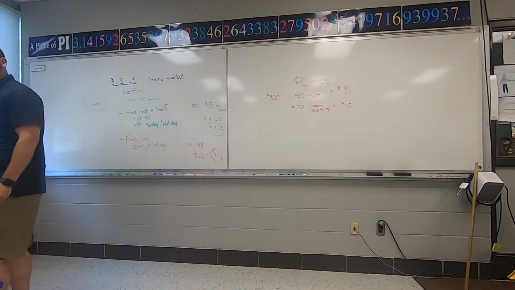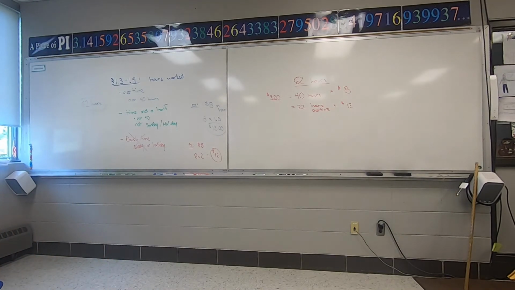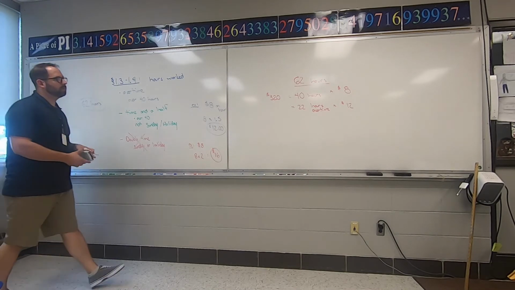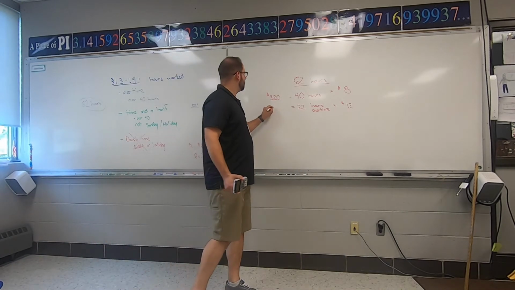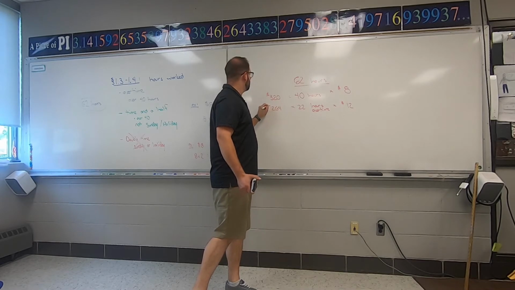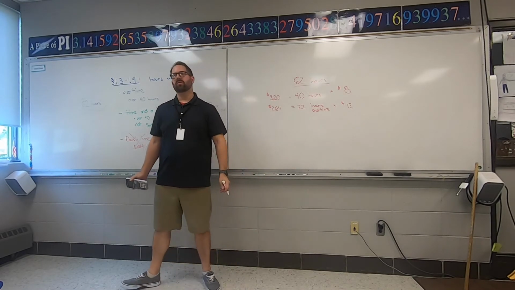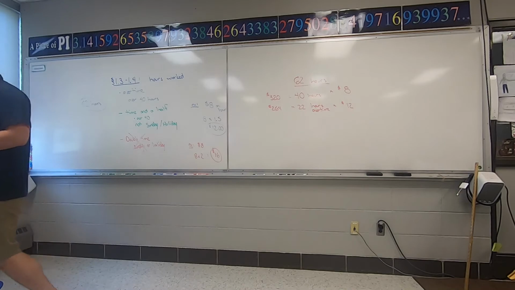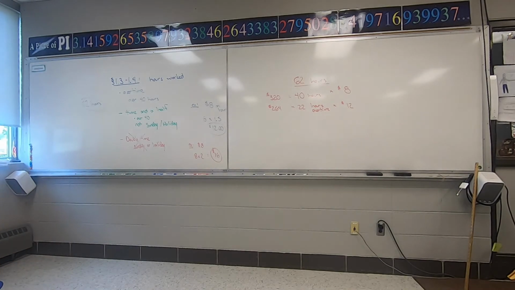So if you take 12 times 22, 330. I got 264 when you multiply that. When you multiply 22 times 12. So I'll do it again, 22 times 12, yeah, 264.